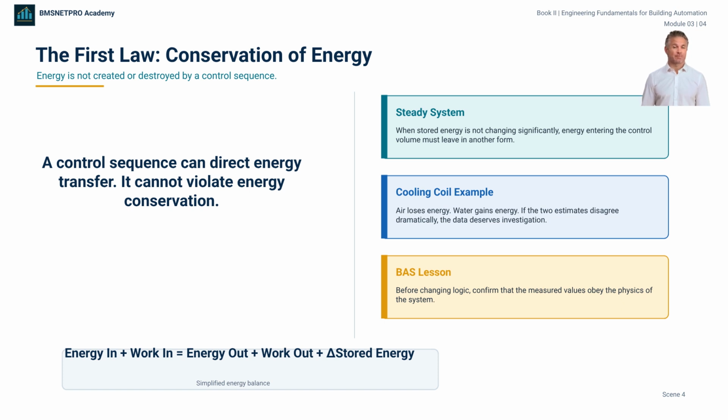Look at a cooling coil. Air passes across the coil and loses energy. Chilled water passes through the coil and gains energy. Under steady conditions, those two stories should be reasonably close after allowing for measurement uncertainty. If the airside calculation says the coil removes 300,000 BTU per hour, but the waterside calculation says 900,000, the coil did not break the law of physics. The data set is probably wrong or incomplete. Before changing control logic, verify that the measured values obey the physical system.